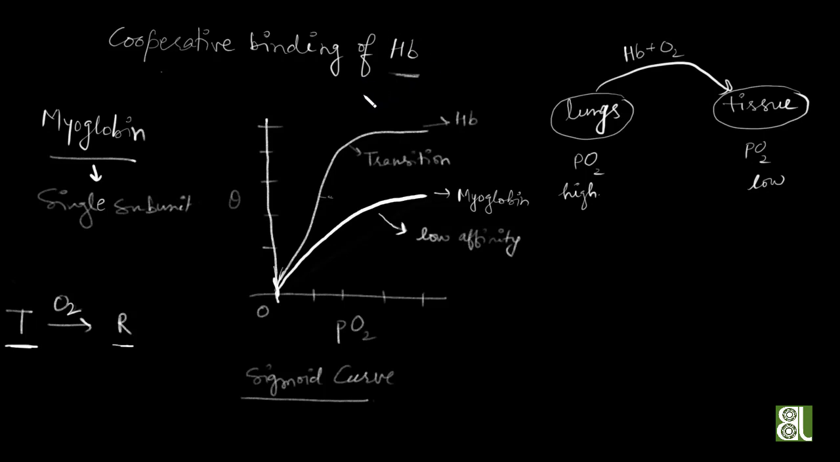Moreover, hemoglobin is more sensitive to small differences in oxygen concentration, because we can see that the partial pressure of oxygen is high in lungs and in tissue it is low. So hemoglobin is very much sensitive to the concentration of oxygen, so it picks up the oxygen from lungs and it releases it into the tissue.